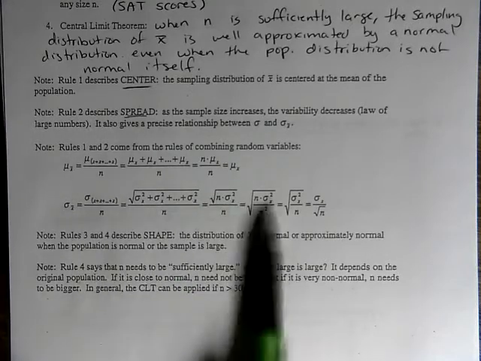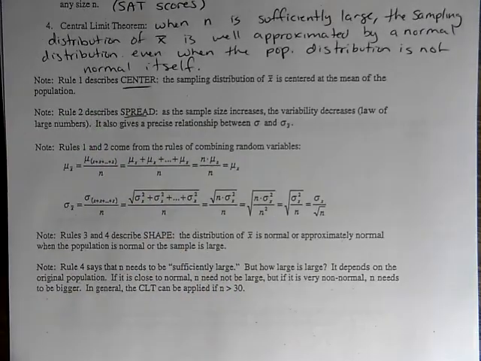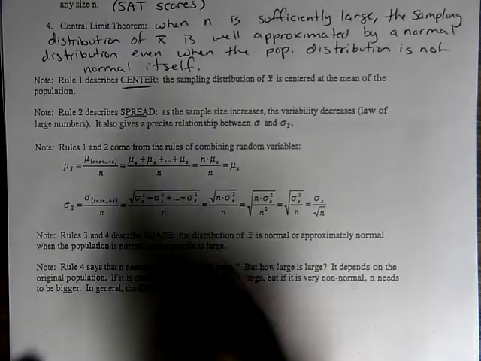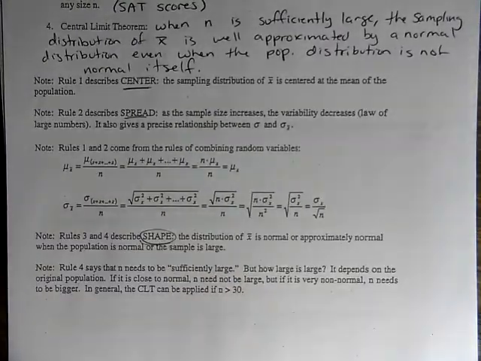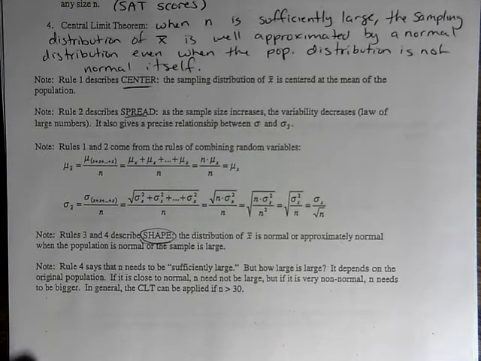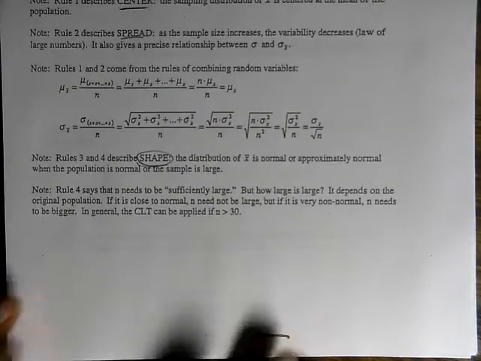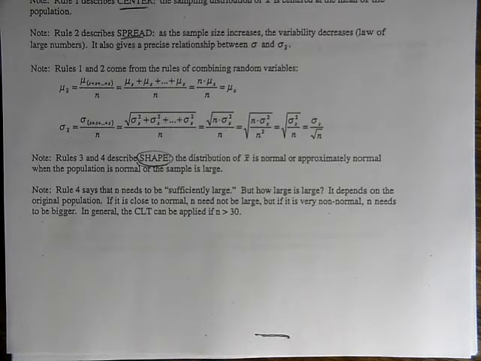So don't worry about these, just stick with the top. Rules 3 and 4 describe the shape of the distribution of x bar: it is always normal or approximately normal when the population is normal or the sample is large. And rule number 4 says n needs to be sufficiently large.